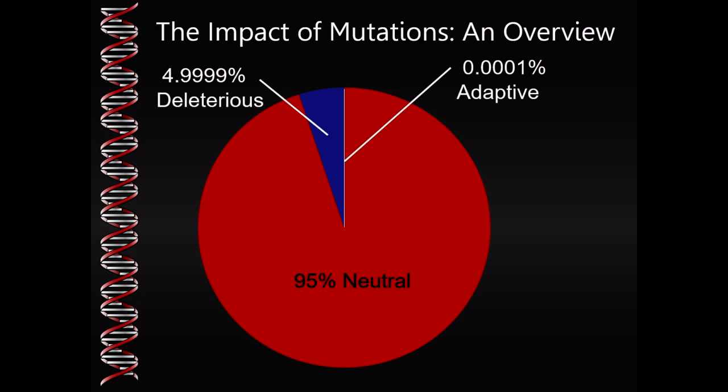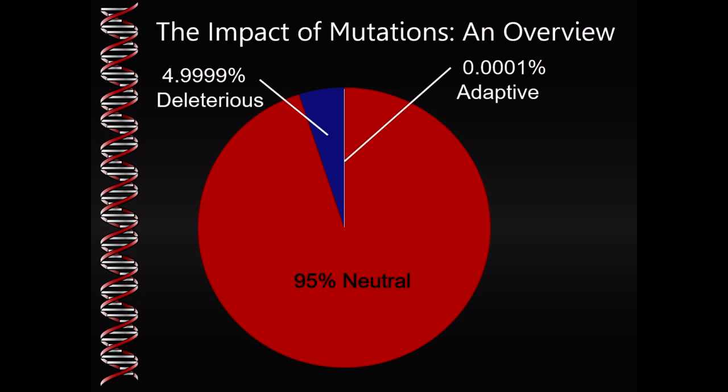So most mutations are effectively neutral. The remainder of the mutations, most of them are deleterious or negative, and it's only this little tiny fraction of mutations when they occur that are actually beneficial. Okay? Now, after these mutations occur, genetic drift and natural selection work on them and change those overall percentages.